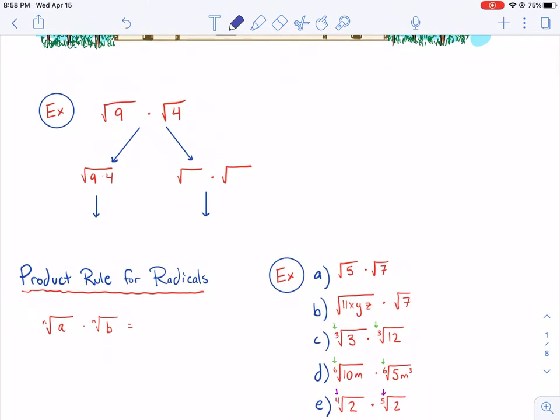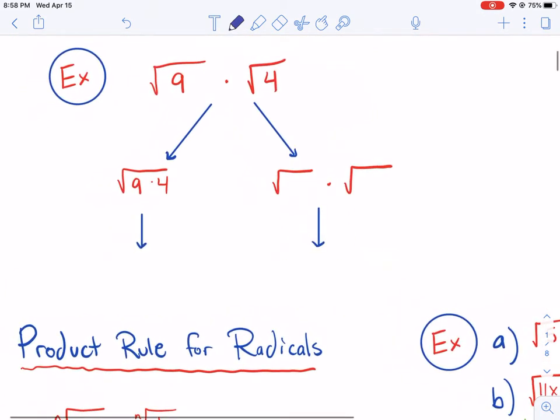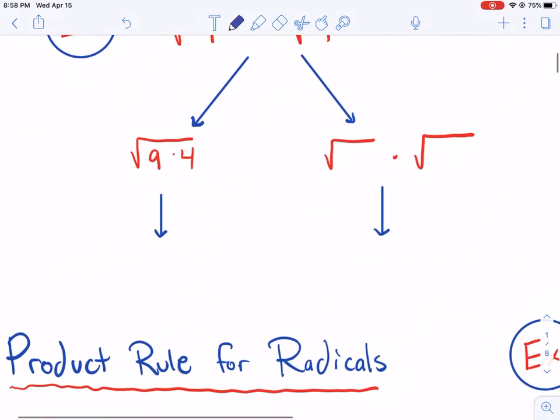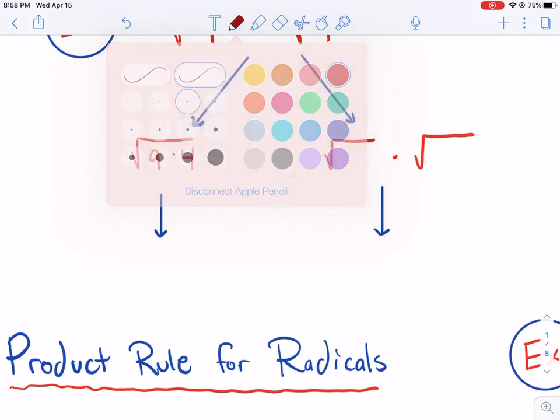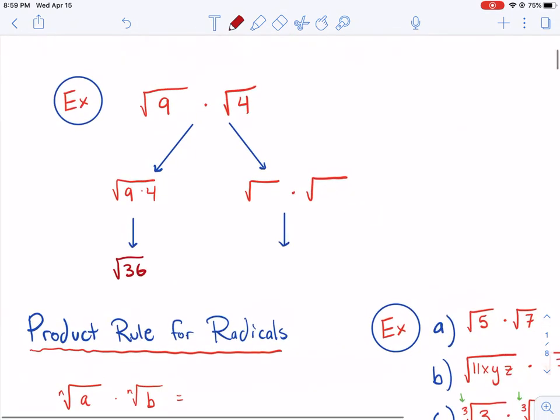There are two different ways you can think about this. The first is you can think of it as the square root of 4 times the square root of 9, and you can put that all underneath one radical. Then we have the square root of 4 times 9, which is 36. So then we have the square root of 36. Or we can do each one separately.